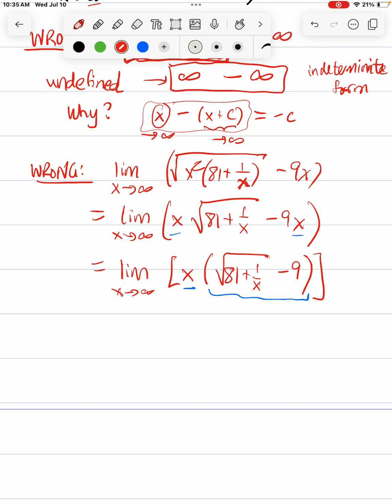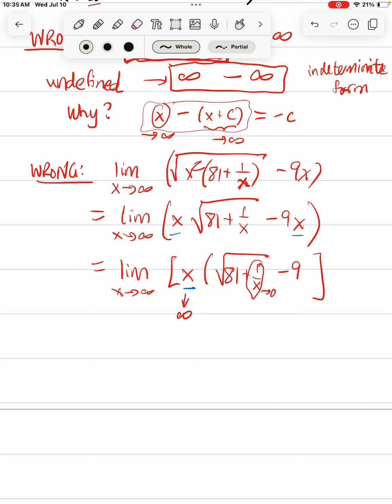So as x goes to infinity, x is obviously going to infinity. Now what about this second term? So square root of 81 plus 1 over x. Well, 1 over x is going to 0. So then the square root of 81 plus that is going to go to the square root of 81. That's 9. And now 9 minus 9, I have a minus 9 here. So I get 0, because 9 minus 9 is 0.